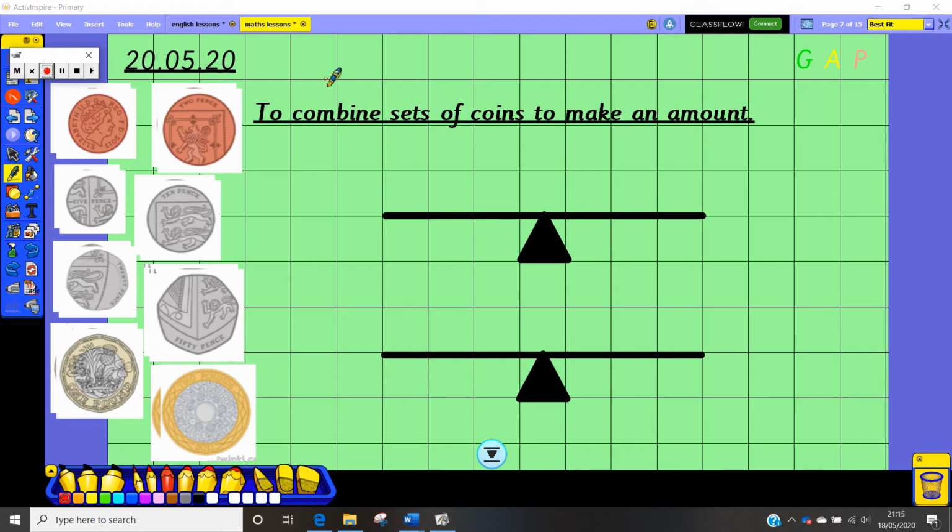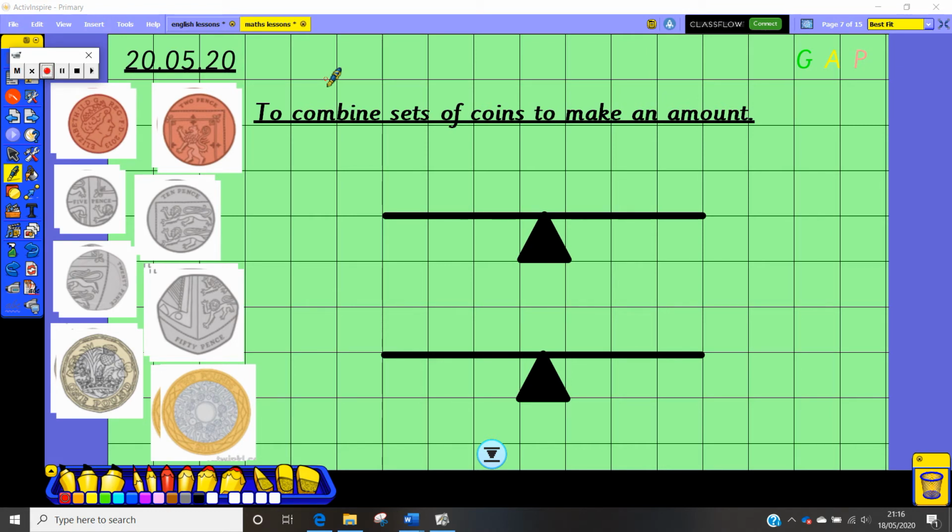For the second part of our maths lesson today, we're going to combine sets of coins to make an amount. Now you can see that I have got a set of scales on the board, but my scales are balanced and empty. At the moment, there is nothing on my scales at all to make them tip. So we're going to put some amounts of coins on my scales to see if we can make them balance.